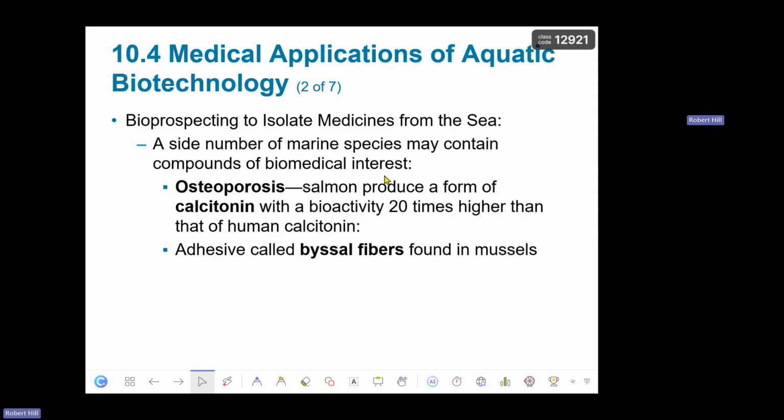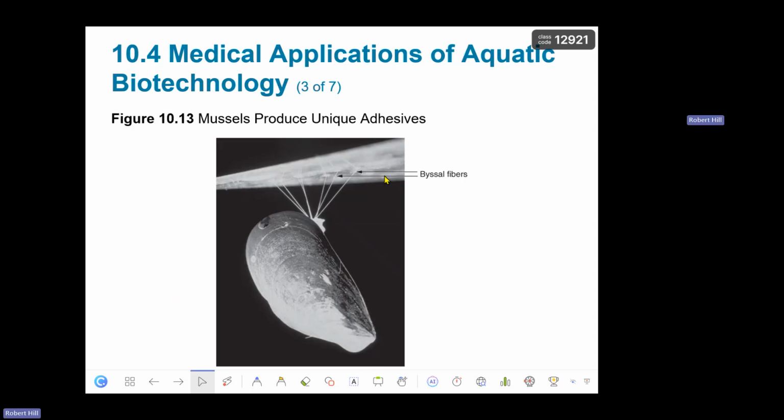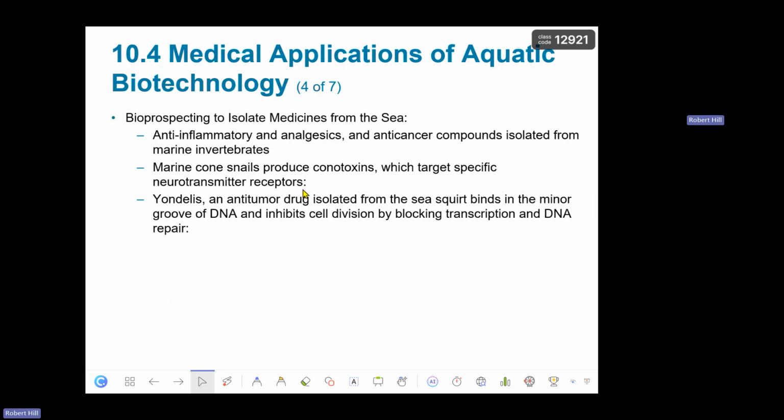Adhesives from muscle-derived fibers have been used in natural situations like bone repair. So the oceans have a lot of tremendous biomedical potential. Here are those byssal fibers that mussels produce, and they are useful in bone repair. Many invertebrates have yielded compounds with anti-inflammatory, analgesic, and anti-cancer properties.